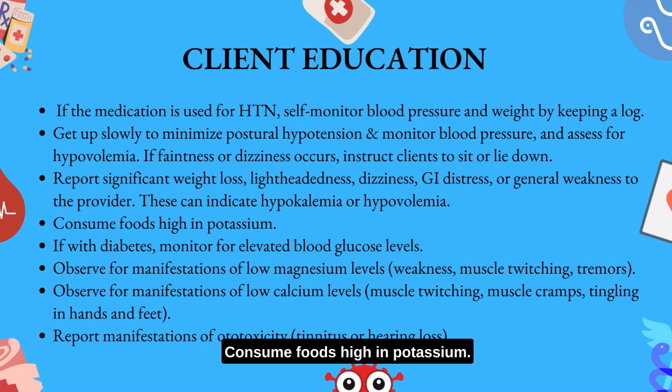Consume foods high in potassium. If with diabetes, monitor for elevated blood glucose levels. Observe for manifestations of low magnesium levels: weakness, muscle twitching, tremors. Observe for manifestations of low calcium levels: muscle twitching, muscle cramps, tingling in hands and feet. Report manifestations of ototoxicity: tinnitus or hearing loss.